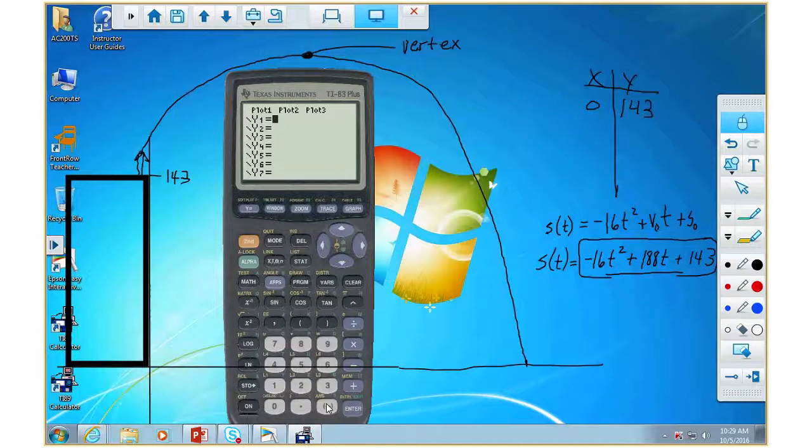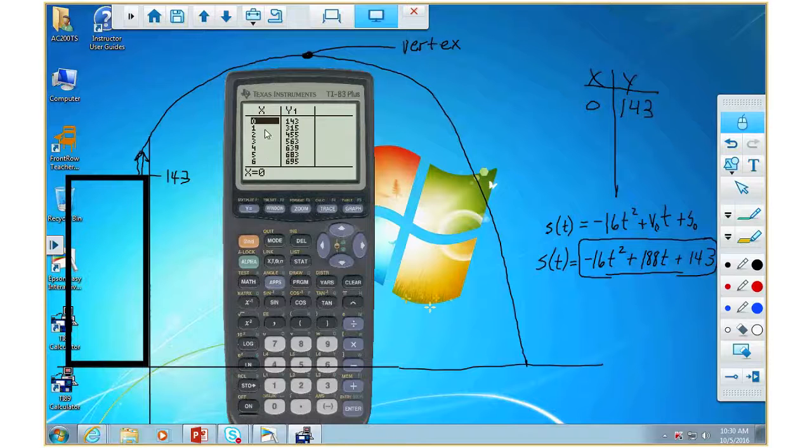The table. 16t, you can do x if you want to, x squared plus 188x plus 143. And you go ahead and hit graph if you want to look at it, but it's not going to be way the heck up at 143. So hit table. Where's table? Second graph. Okay, thank you. Second graph, and there's the numbers you need. So at 0, it's at 143.